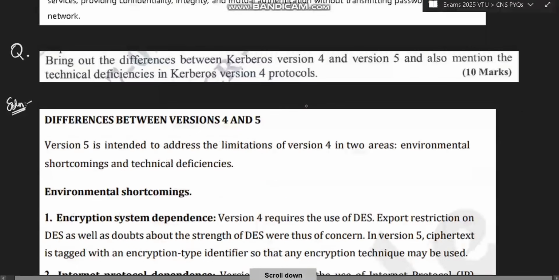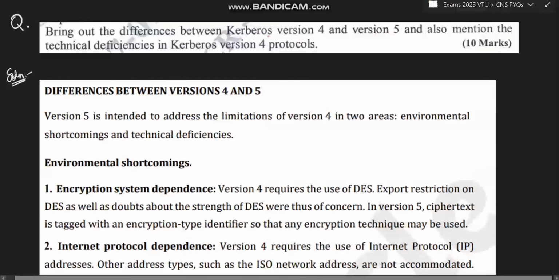Next, bring out the technical differences between version 4 and version 5 of Kerberos, and also mention the technical deficiencies in Kerberos version 4 protocols. So version 5 is a better one, and we have to discuss what the differences between these two are, and what the disadvantages were in version 4.